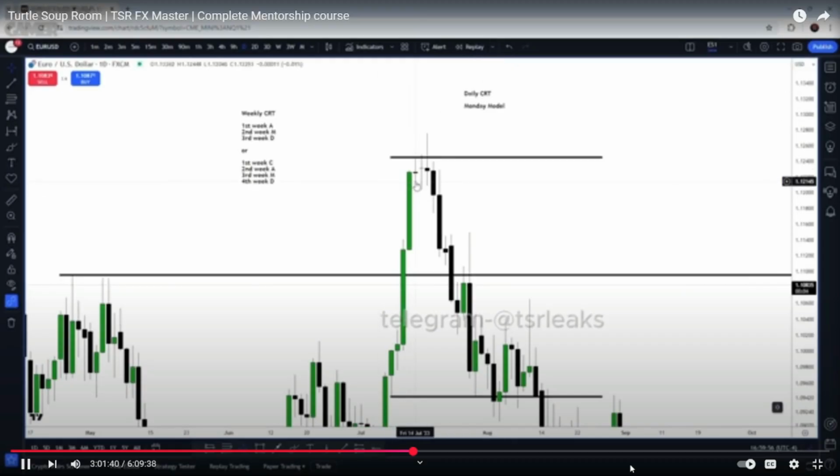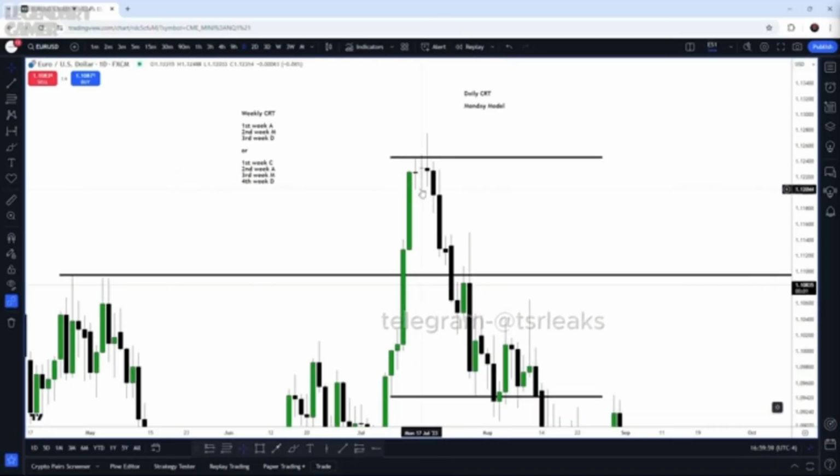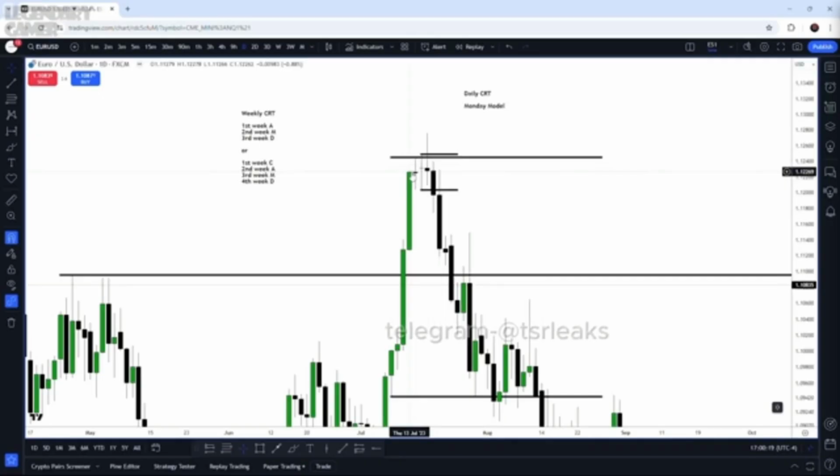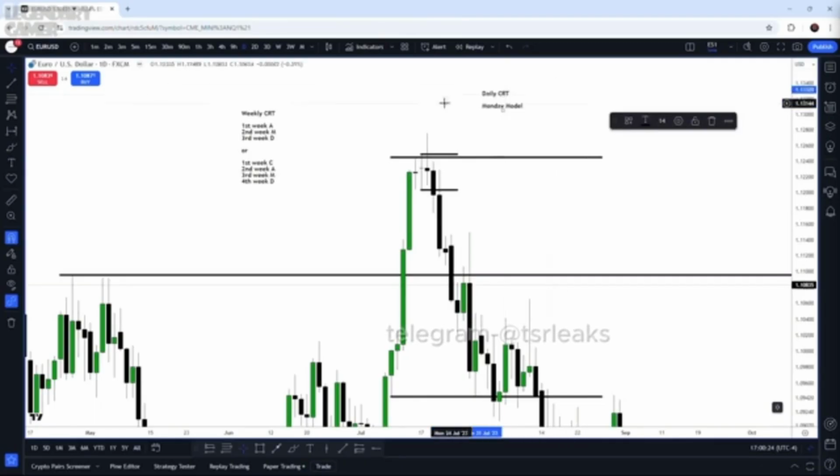Why not use this candle? Why not use this candle? Why use this candle as the range high and low? Very, very simple. This is Monday's range high and low. Okay, this is Thursday. This is Friday. A high probability daily CRT will form on Monday. Tuesday will soup the range high, and Wednesday will distribute towards the range low, or Thursday or Friday.